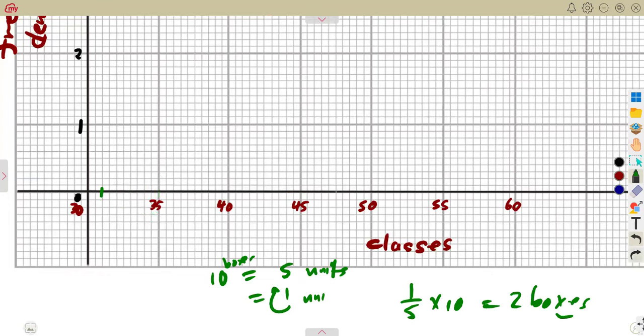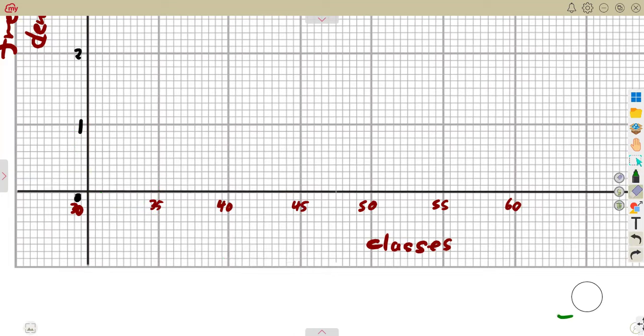You are supposed to analyze your scale before you start presenting. Do the same thing on the vertical. What does it mean? 10 small boxes represent 1. So what does it mean if 10 boxes represent a 1? It means each small box will be 0.1.